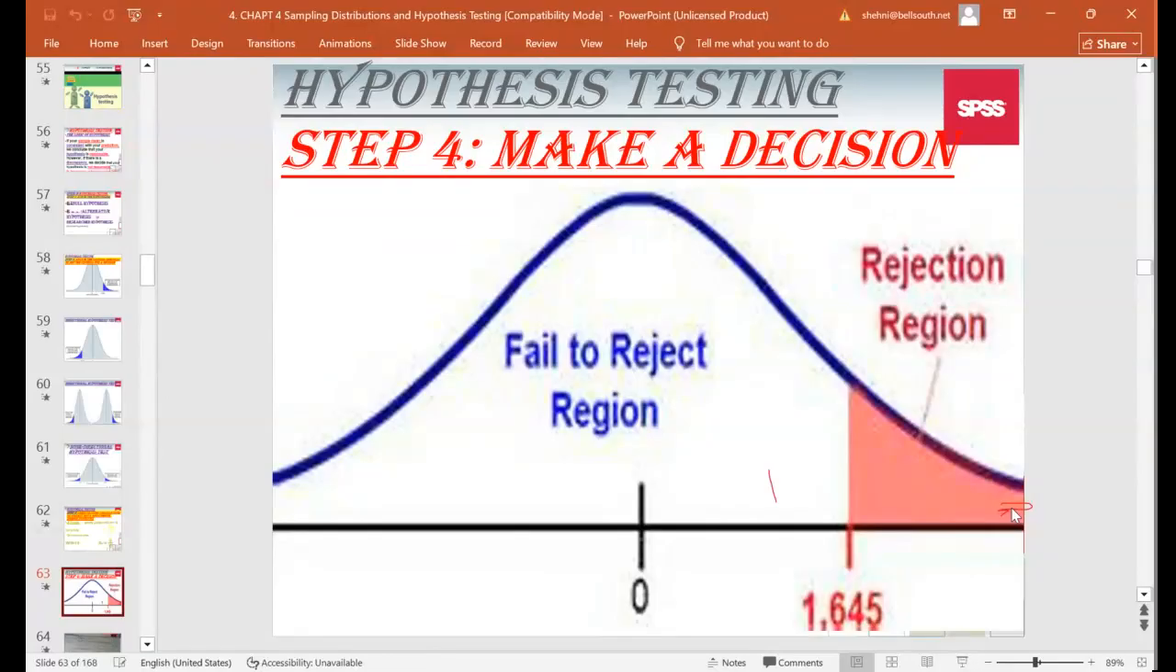However, if our calculated Z is less than 1.645, even if it's 1.644, like that red line I put in there, if it's in the white area, then we fail to reject the null. Well, we have to retain the null, fail to reject. So that's how it is.